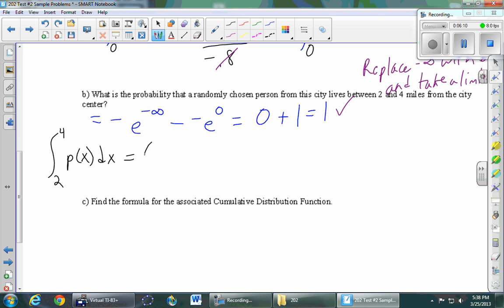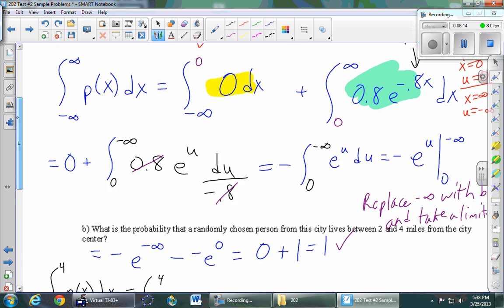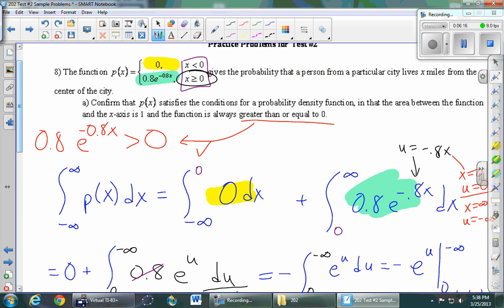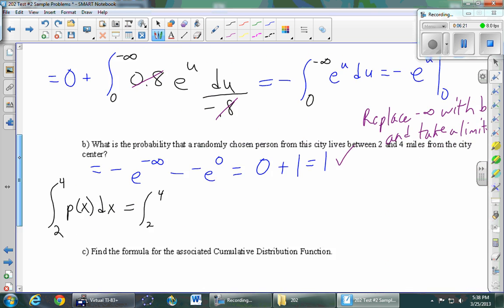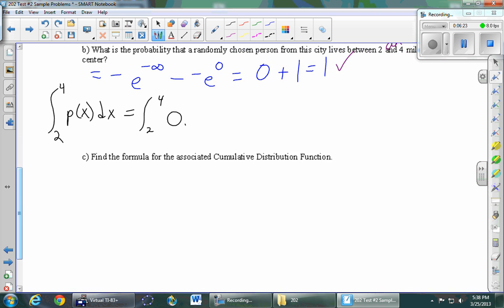So integral from 2 to 4 in this case, because the x's between 2 and 4 are all positive, you're only in the bottom row here. So we're just going to replace right away. We don't have to deal with the 0 on the top. This is 0.8 e to the minus 0.8x dx.